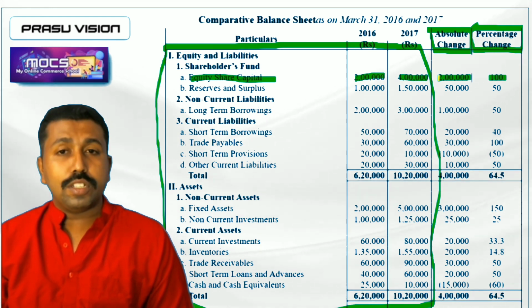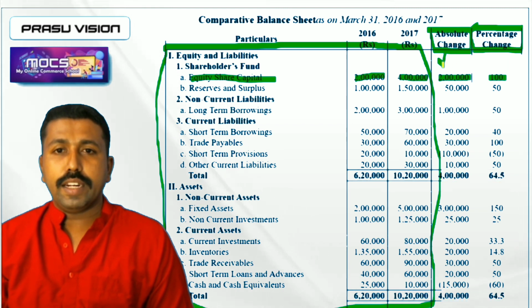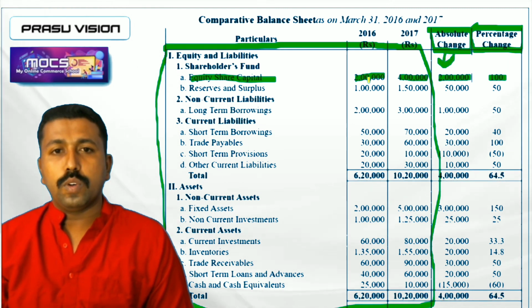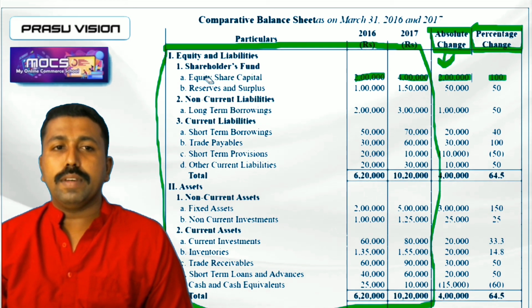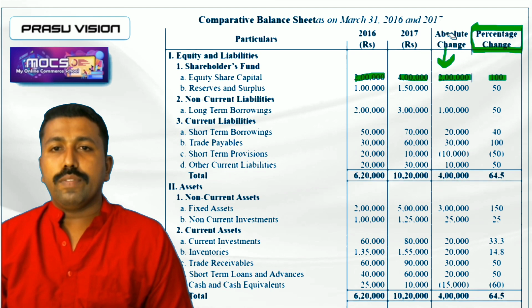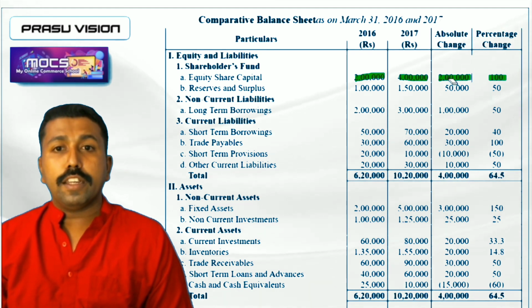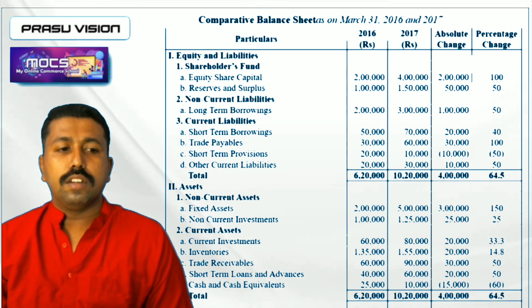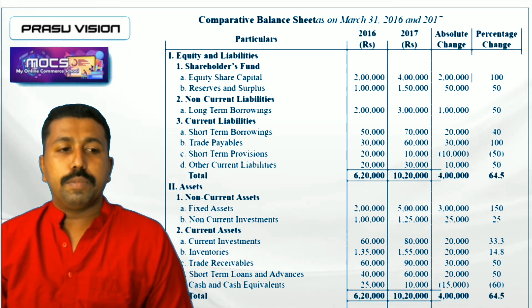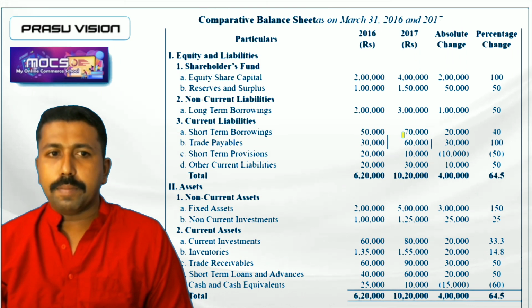Once again, absolute change divided by the previous year value, that is what we are taking here. So remember, the absolute change is calculated by the difference between these two items: current year value minus previous year value. Like the same, we have to calculate for all the items. For all the items, we have to find out the absolute change.